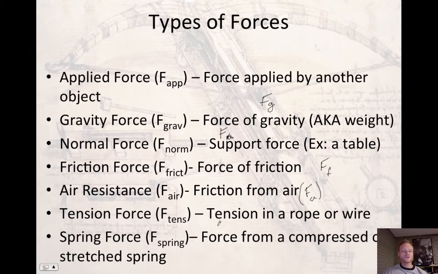The tensional force is a force that's provided by a rope or a wire. So if we're hanging a sign or something with a rope, there's tension in the rope or the wire, and that's the force of tension. So that's F sub tension, or sometimes people write F sub T. That's another way of saying it. And the spring force is the force from a compressed or stretched spring. Those are the types of forces that we're dealing with and looking at.